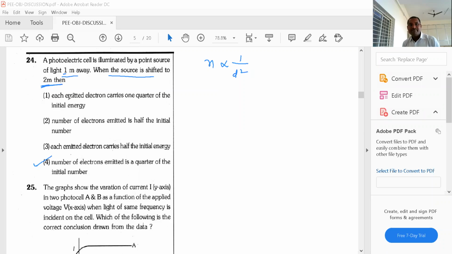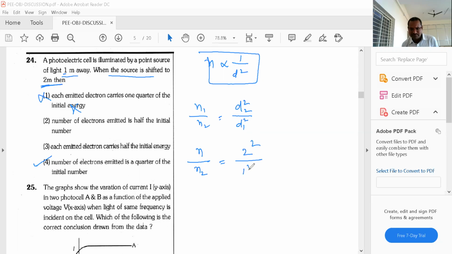The first option says the emitted photoelectron carries 1/4 of the initial energy. Energy should not change. Energy never changes with the distance. Only the number of photons will change. How? Like this: N1 by N2 is equal to D2 square by D1 square. D2 is 2 meters, so 2 squared; D1 is 1 squared. So N1 by N2 is equal to 4 by 1.